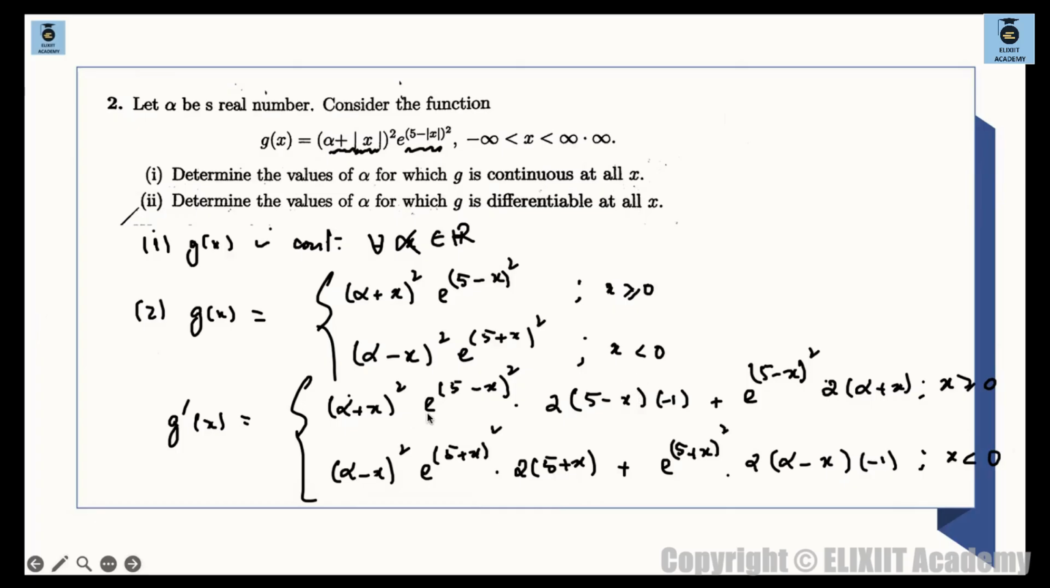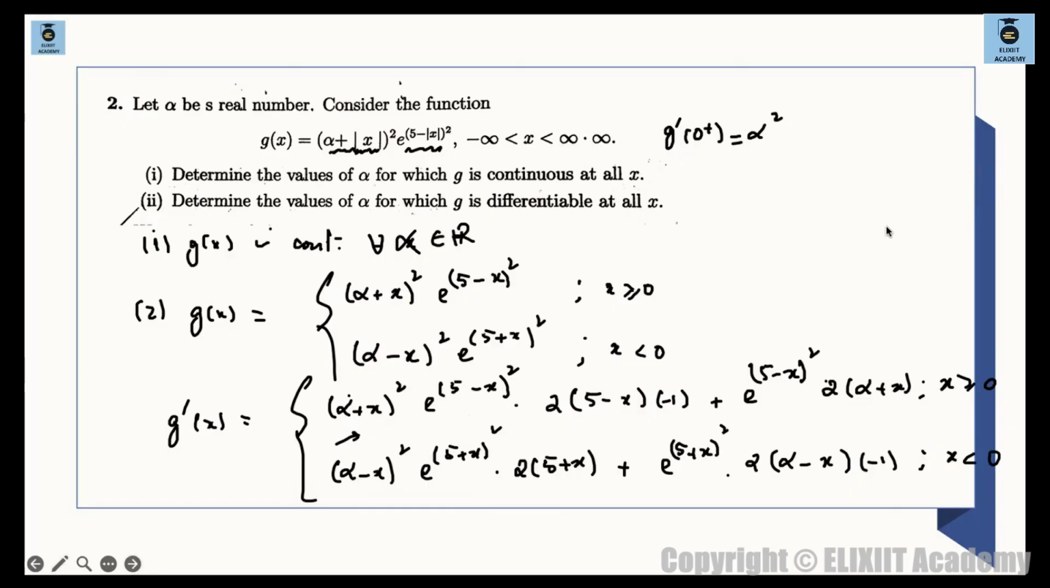Now the thing is, at the rest of the places the function is continuous and differentiable. Okay, only at 0 the definition changes. So it is sufficient for us to check the differentiability criteria at 0. So g dash of 0 plus, let's see what is g dash of 0 plus. For g dash of 0 plus we'll take this branch, alpha square.